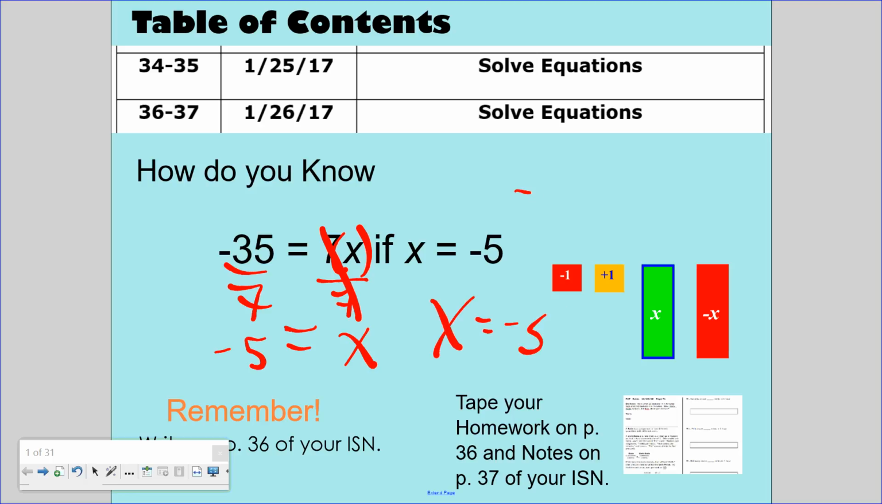Negative 5. As a reminder, it is imperative, important, that you check your work. Please substitute the x with negative 5. What is 7 times negative 5? Or 7 times 5 is 35. Opposite, negative 35. They are equivalent.